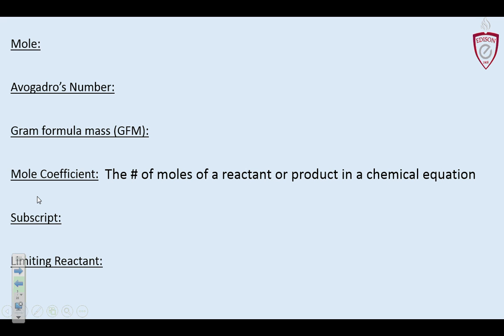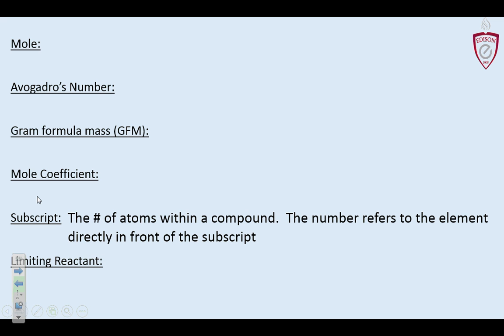A mole coefficient. This is specific to chemical equation notation, like how we write chemical equations. It is the number of moles of a reactant or product in a chemical equation. You'll see that as a big whole number in front of the formula for a chemical compound written in an equation. Beautiful. Subscript, a little tiny number at the end or within a compound.